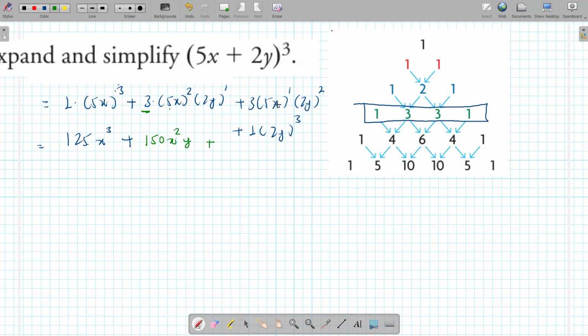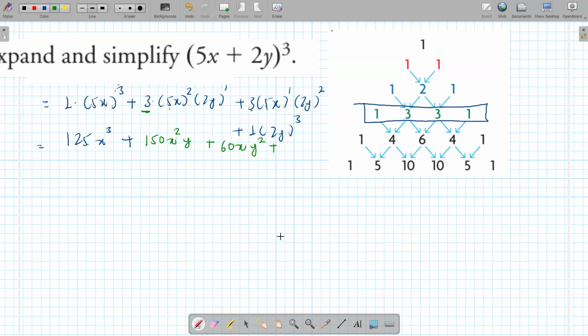The third term, the power of x is a 1, so it's just going to be x. The power of y is a 2, so it'll be x y squared. And then you multiply the numbers. 3 times 5 is 15, times 2 squared is 4. So we have 15 times 4, 60.